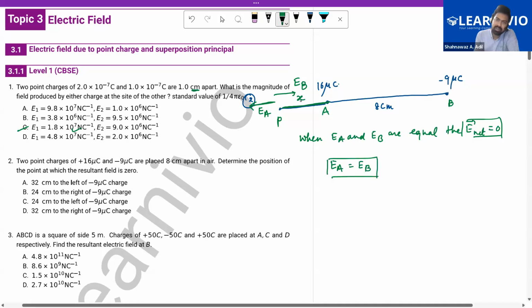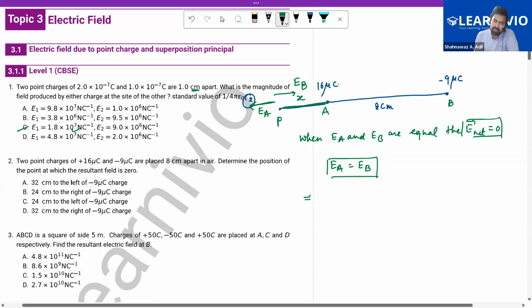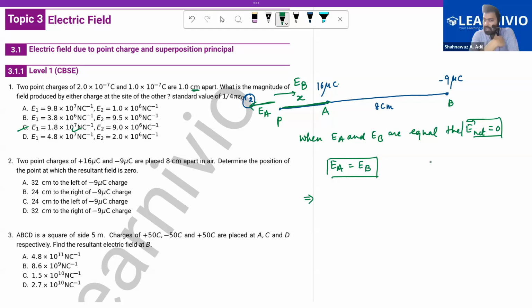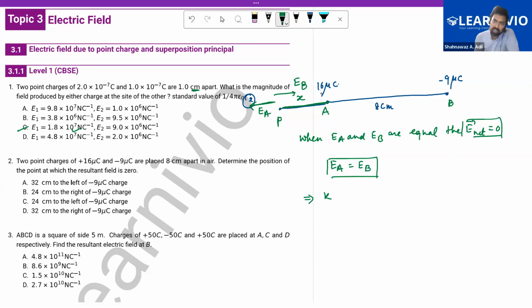If I have taken this as x, this is 8 centimeter. We are calculating the answer in centimeter, which we have to keep in mind. So what would be EA? Can you tell me? The electric field would be kq by x square. So K and Q is 16.